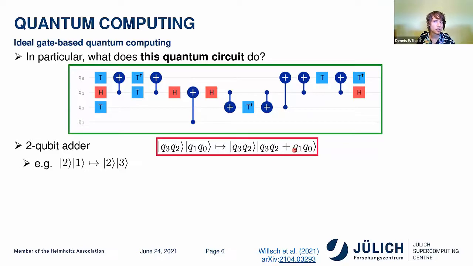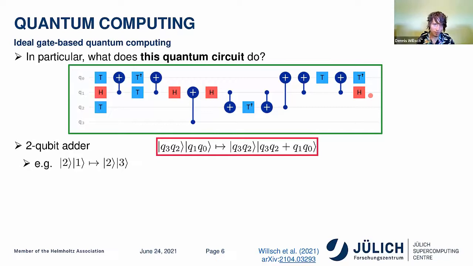And an example is here. For example, if you put this register to 2 and this one to 1, so this would be 1, 0 for the 2 and 0, 1 for the 1 here, then at the end, you would expect a 3. That is the sum of these two integers in these 2 qubits, so in the bit string that you get out.